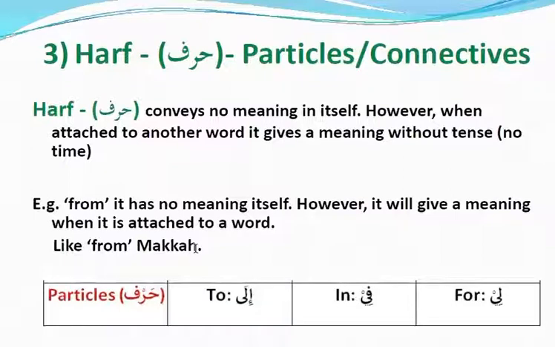It has a translation, the translation is from, but we are not able to get any beneficial understanding from that word. If you were to just meet someone and say from, there would be no benefit in that, because there is not enough information for them to understand something from you saying from. However, it will give a meaning when it is attached to a word, like from Makkah. If we put the words from and Makkah together, it helps us understand more, because now we know that something happened from Makkah or somebody came from Makkah. It's helping us convey a meaning.